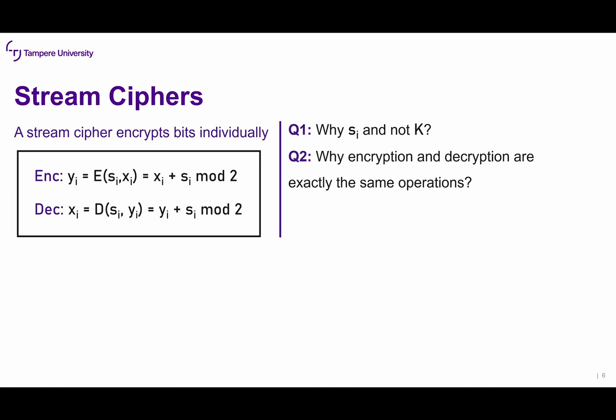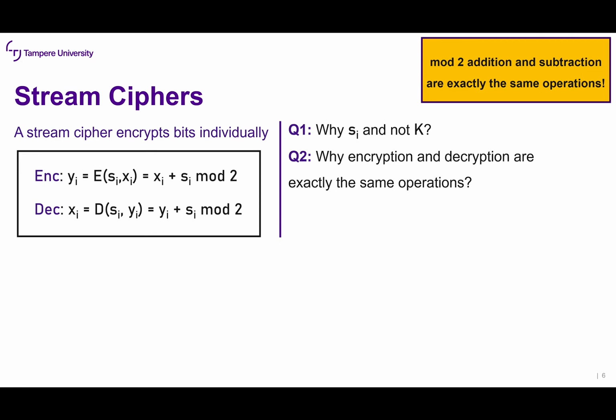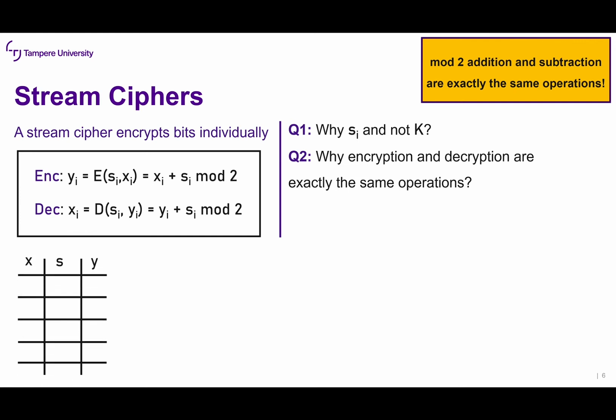Now, why are encryption and decryption exactly the same operation? Simply because modular addition and subtraction are exactly the same operation. Good, so let's see an example. Let's say that our message X is 1001, and the key is 0101. Then if we use the above encryption scheme, 1 plus 0 mod 2 equals 1, 0 plus 1 equals 1, 0 plus 0 equals 0, 1 plus 1 equals 0.